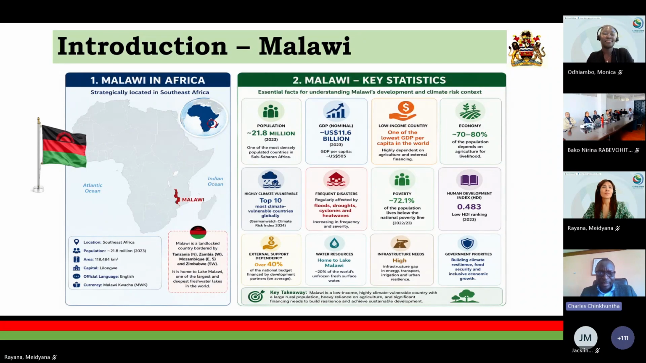So basically the key statistics are that we are 21.8 million people, and we are one of the countries that suffers mostly with the climate shocks. So we have droughts, we have floods, and of course the pandemics in both the crops and of course for the humans.